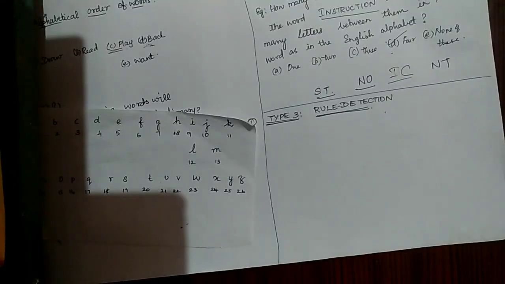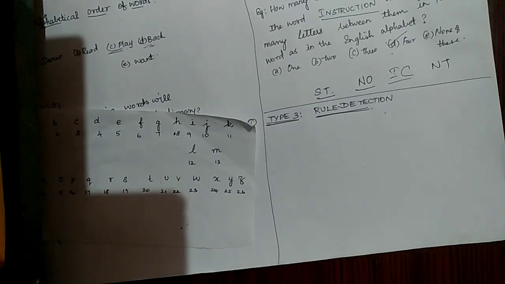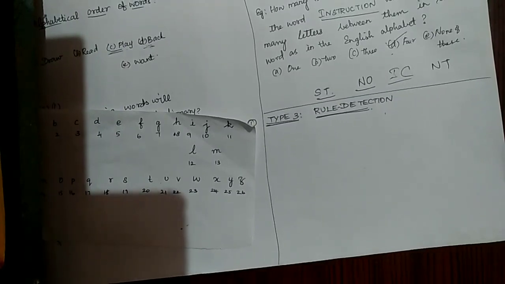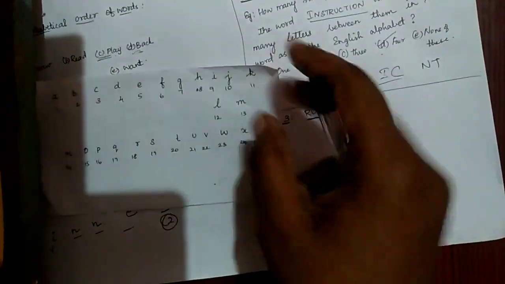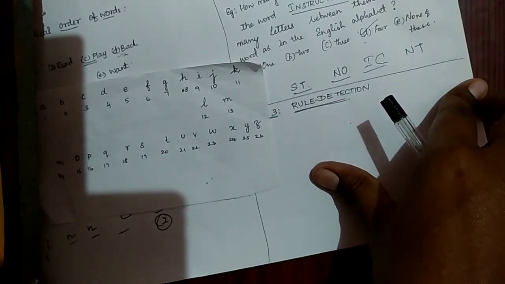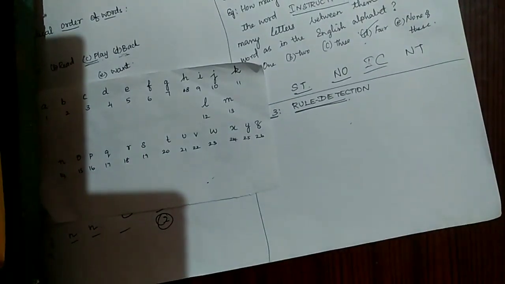The third type is rule detection. Here some letters may be skipped, or there may be blanks where we have to find the letters as in this alphabetical order. We have to compare this with the missing letters to find them, okay? Now let's look at some examples.